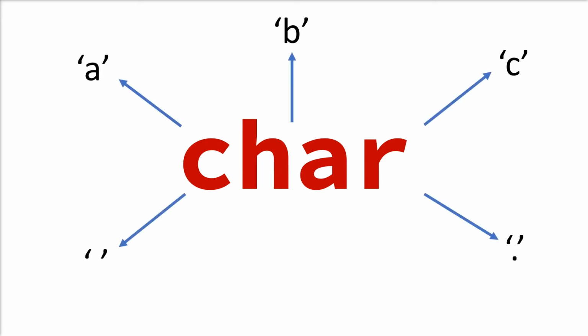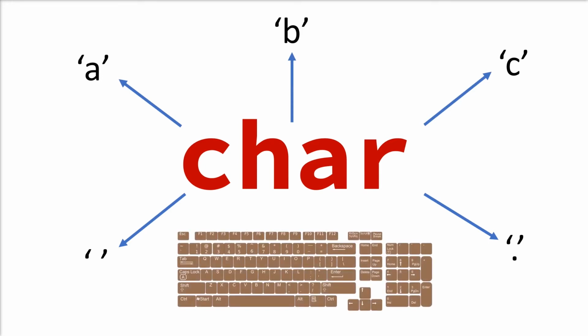In the previous video, you learned about the 8 primitive data types, and the one I want to branch off from is char. Remember that a char represents one single character like space, A, B, C, period, and any other button that you see on your keyboard.